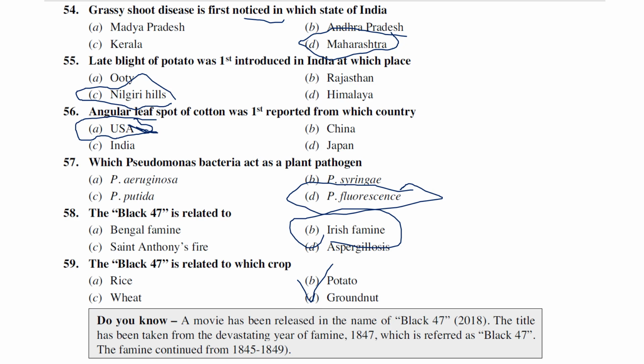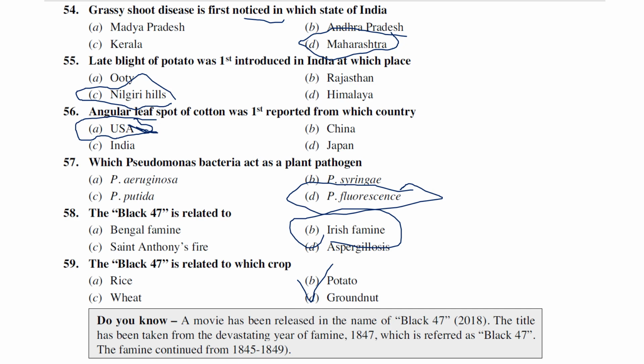Generally, in 1845, late blight of potato occurs, right? In 1847, the condition of the people in Ireland was something we cannot imagine. Nobody had food, and everyone was struggling for food. Many people were dying because of starvation. There is a movie called Black 47, which was released in 2018. In 1845 and 47, late blight of potato occurs. At the same time, there was a war going on in England and other countries as well. It was very difficult for people to survive without food.